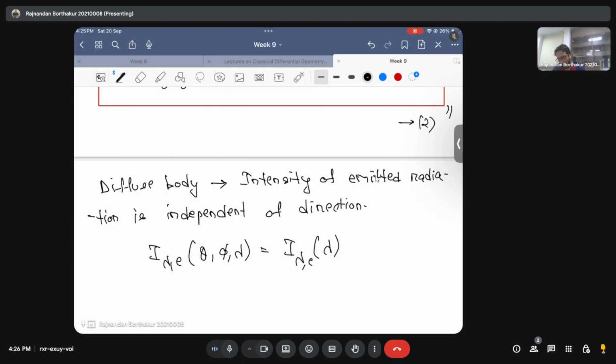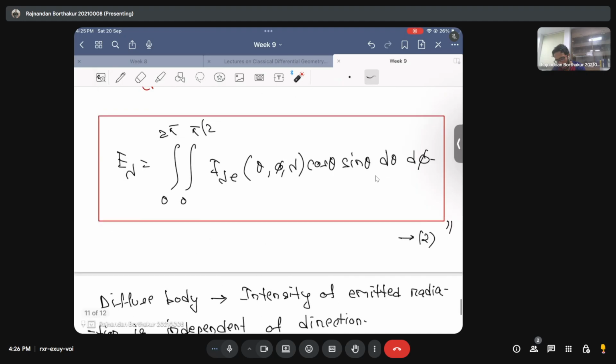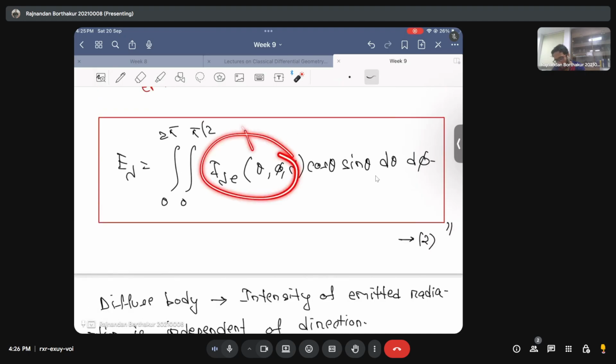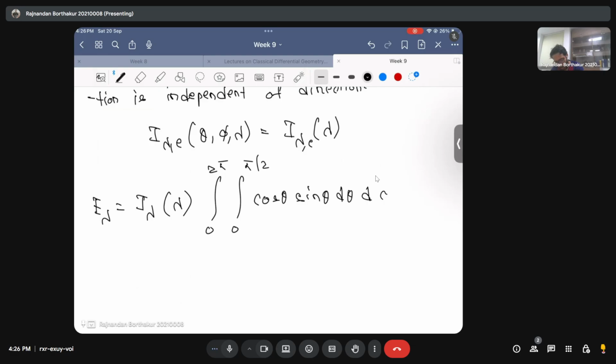Okay, in that context, if you use this expression for a diffuse body, you can now realize that this intensity of radiation will come outside the integral for a diffuse body. So for a diffuse body, you can define this hemispherical emissive power as just I lambda, which will now come out of the integral and be just a function of lambda, integral from 0 to 2 pi, integral from 0 to pi by 2, cos theta, sine theta, d theta, d phi.